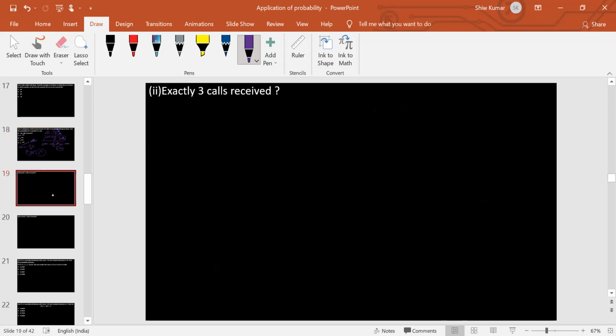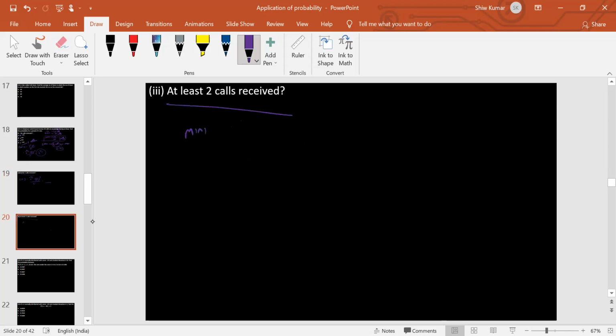Next, it is asking for exactly 3 calls received. So exactly 3 calls means x must be equal to 3. Wherever x is there, you put 3. So e raised to minus 5 by 3 into lambda to the power x, so 5 by 3 to the power 3, divided by 3 factorial, and you simplify to get the answer.